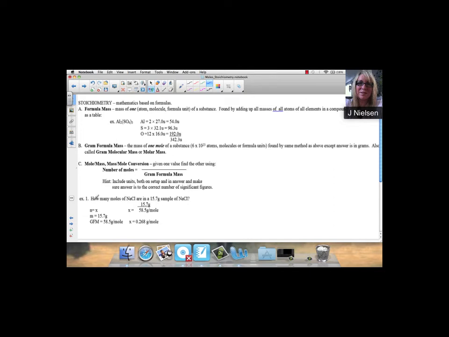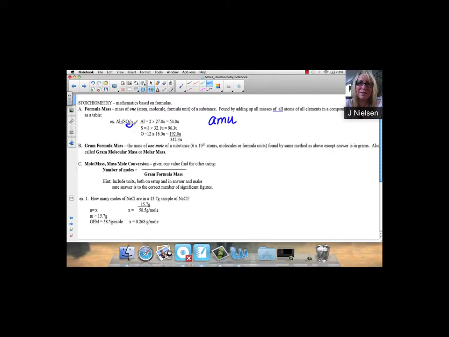Let's take a look at stoichiometry. Stoichiometry is simply the math that we use in chemistry to solve problems dealing with formulas. Formula mass refers to the mass of one atom, molecule, or formula unit. It's found by adding up all the masses of all the elements in a compound, and we can do this right from the periodic table. This is usually written as atomic mass units, AMUs.